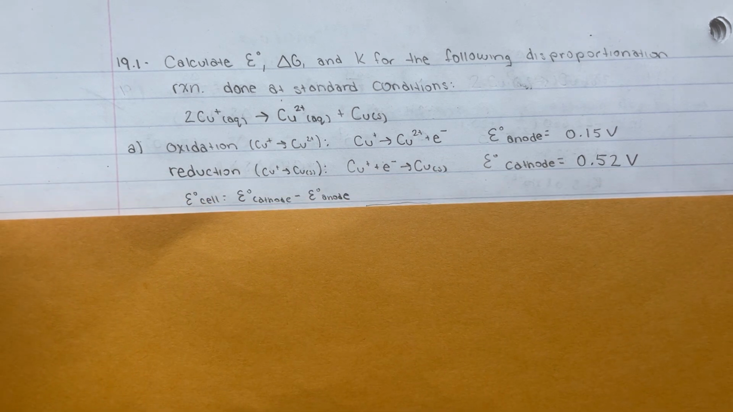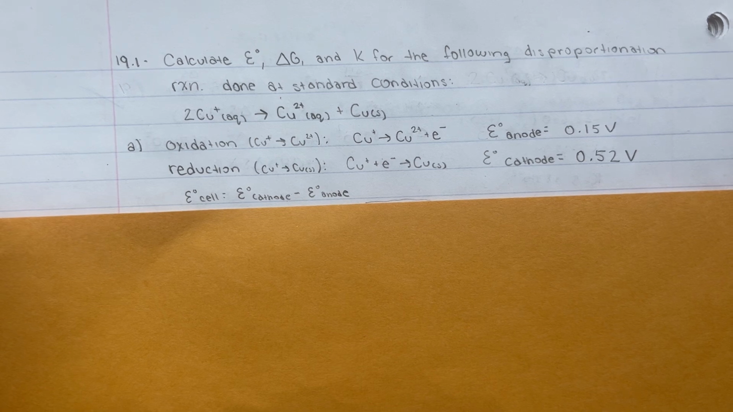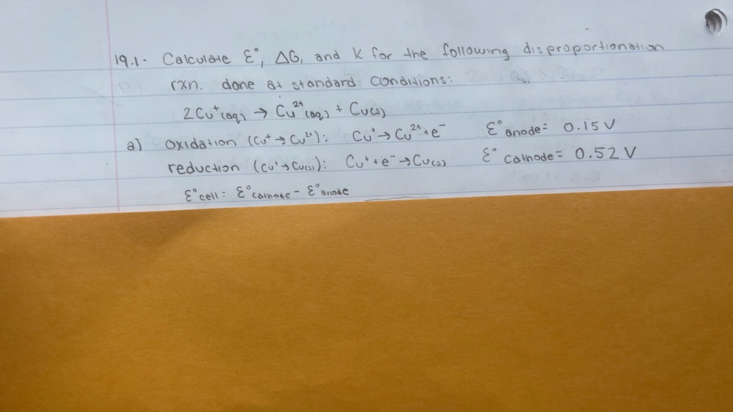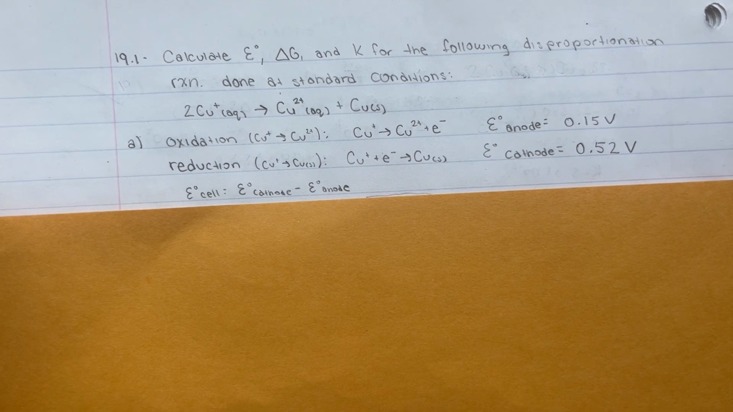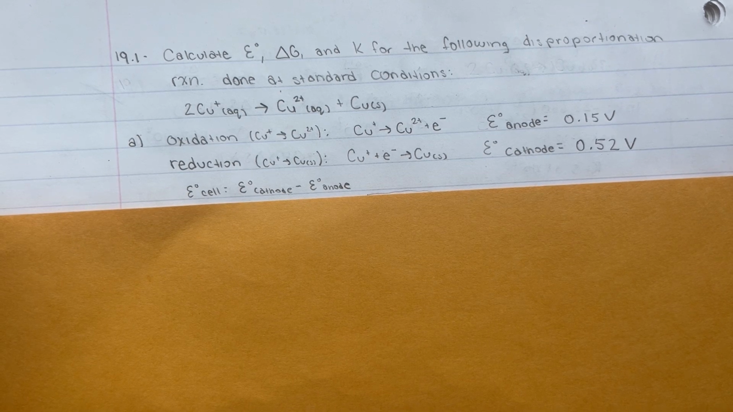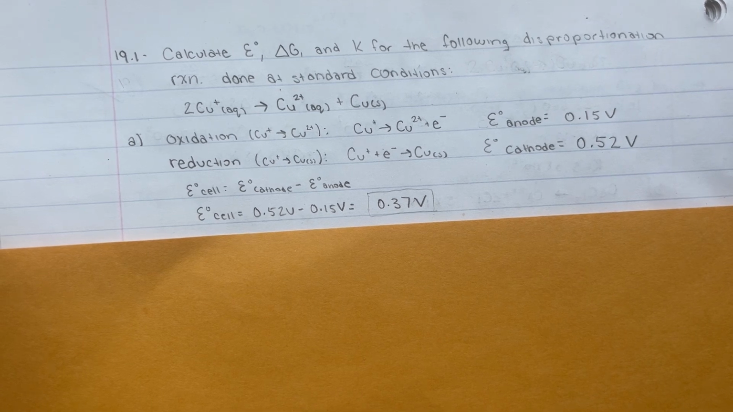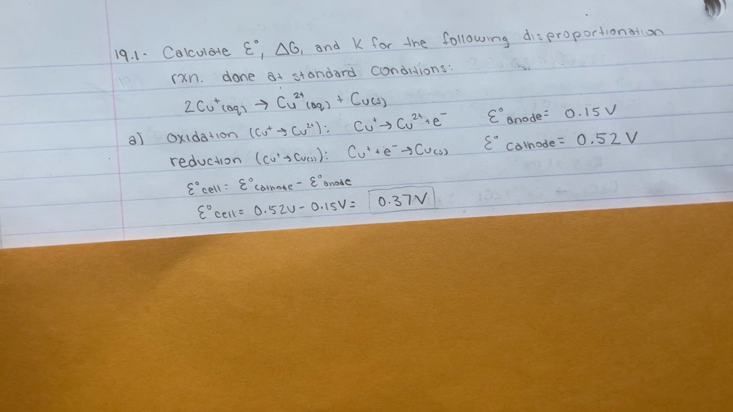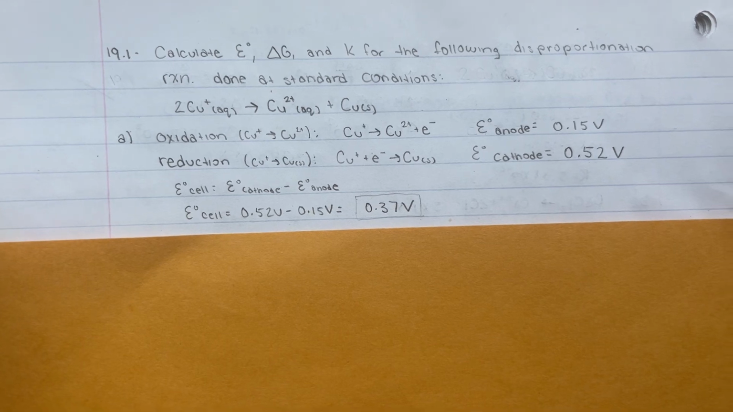In order to find E naught of the cell, we use the equation E cell equals E cathode minus E anode, where the cathode is the reduction reaction and the anode is the oxidation reaction. Looking at the table of given electrochemical potentials, the value of the anode is 0.15 volts and the value of the cathode is 0.52 volts. By plugging in these values, we get that E naught equals 0.52 volts minus 0.15 volts. The final answer is going to be 0.37 volts, and this is given in two significant figures due to the values given on the table.